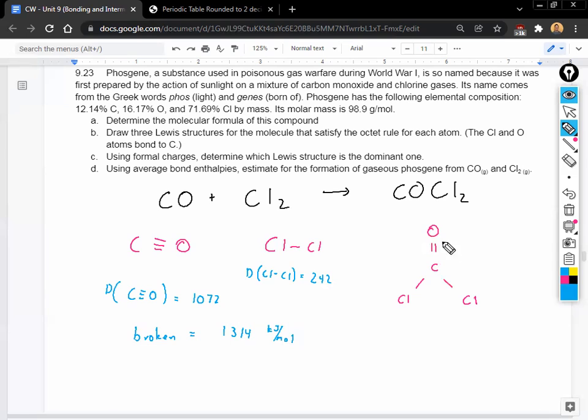All right, now in terms of the bonds that were formed, one of the bonds that we form is carbon double bonded to an oxygen. And then we have a carbon single bonded to a chlorine, but we have two of those. So we have to multiply that by 2. Okay, so carbon oxygen double bond is going to be 799. And then we're going to add that to the carbon chlorine, which is 328, but we have to multiply that by 2. And so the total value for the bonds that were formed is going to be 1455 kilojoules per mole.